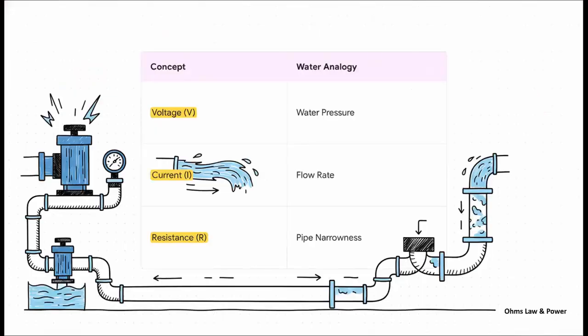Okay, so how do we wrap our heads around something we can't even see? The best way, honestly, is to think about water flowing through pipes. It's a classic for a reason. So imagine this. Voltage, that's the water pressure. It's the push that gets everything moving. The current, that's the actual flow rate. You know, how much water is actually zipping through the pipe. And resistance? Well, that's like a narrow section of the pipe, something that's trying to slow that water down.